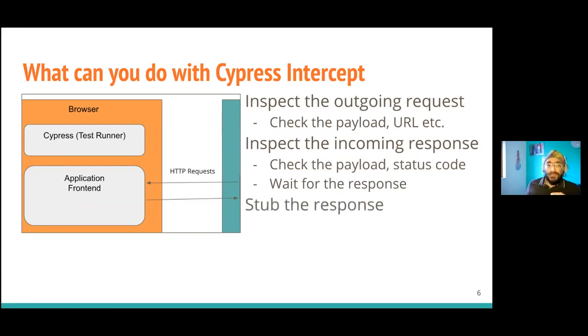Finally, you can also say, I don't want you to send this request out to the backend or to the internet, stub it. I want you to say, this is the response, something that I have already prepared in advance. When I click a button, that button ends up in a network call, stop that request from going out to the world, and supply back this response. These are the three main things we can do with the Cypress intercept command.